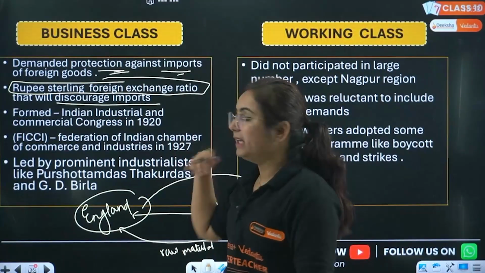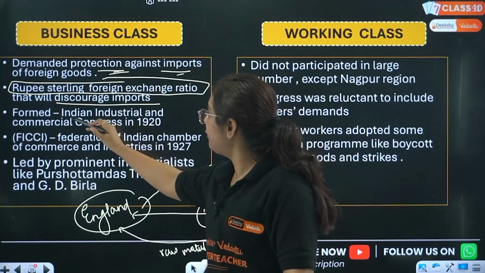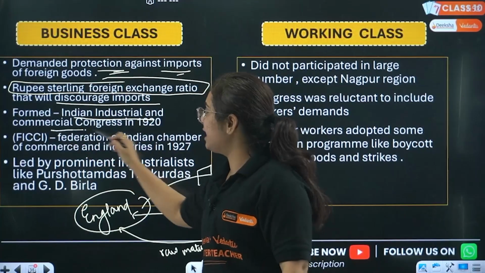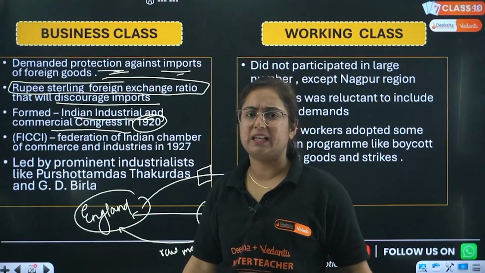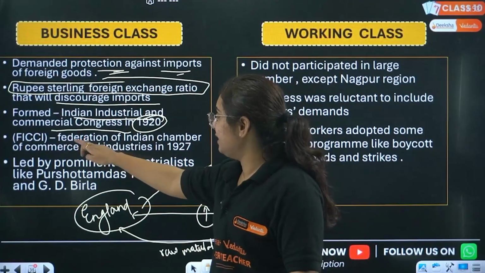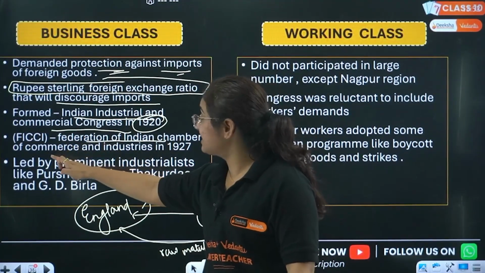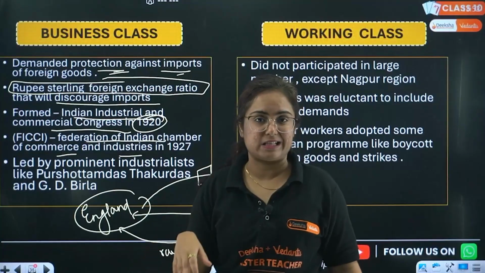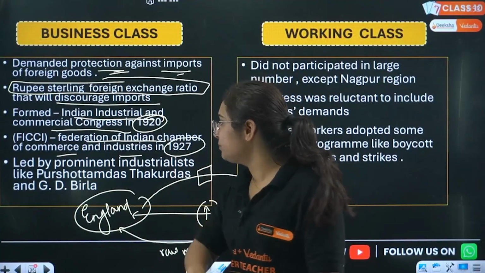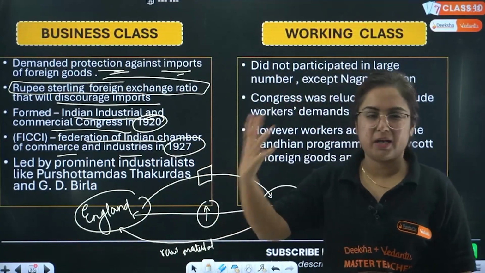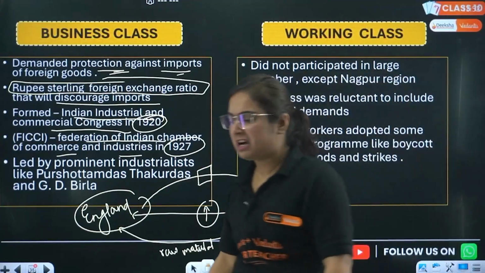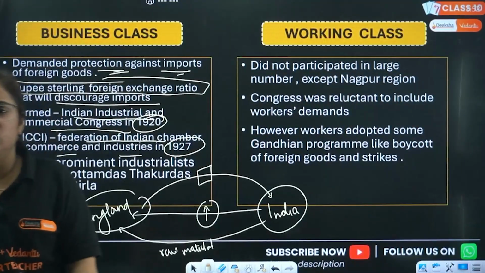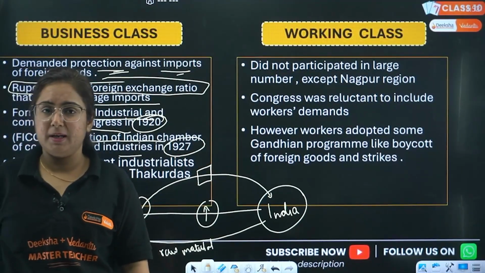Okay, so in response to that, they also formed the Indian Industrial and Commercial Congress in 1920. They were also organizing their small groups, and like FICCI, Federation of Indian Chamber of Commerce and Industries in 1927, by prominent big industrialists of that time like Purushottam Thakurdas and G.D. Birla, Tata, and all those people. Okay, getting my point here?